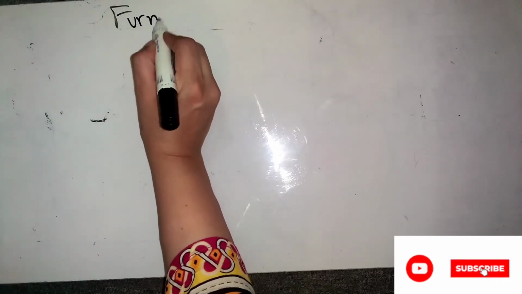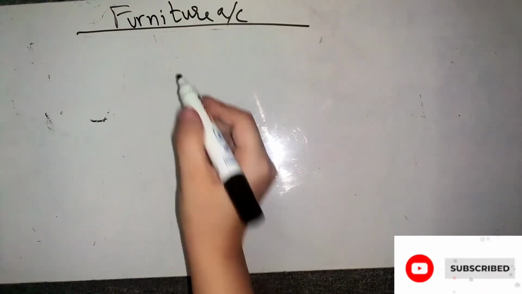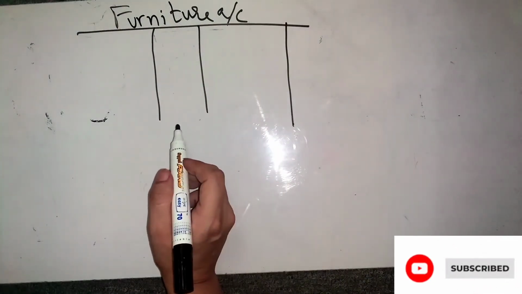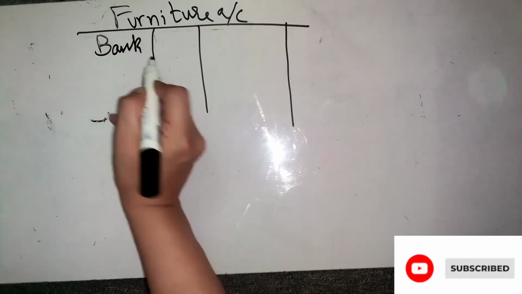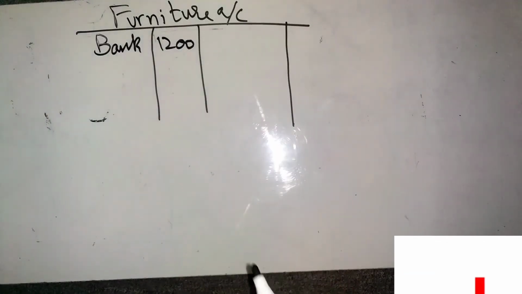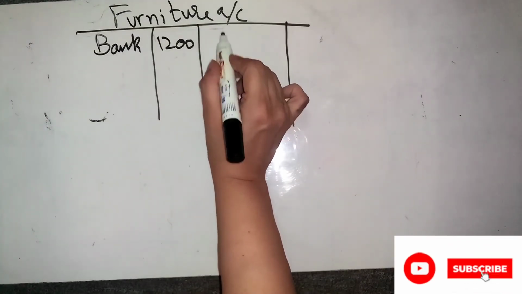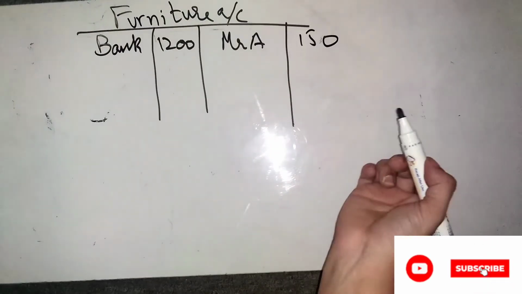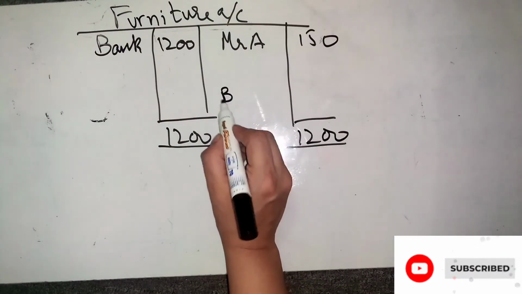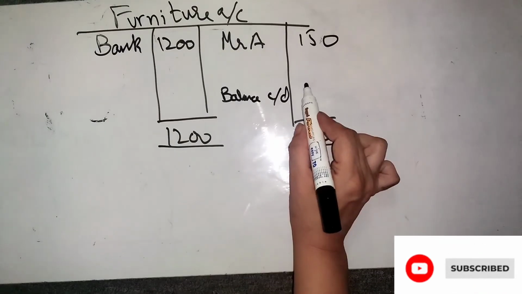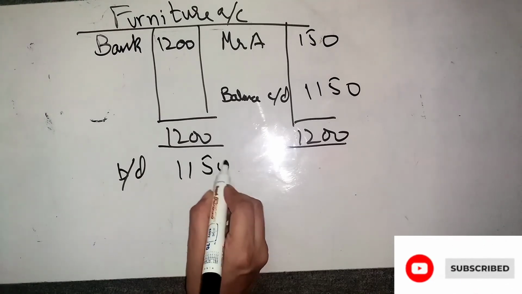Now comes the furniture account. We bought furniture, which was the second entry, and furniture was on the debit side, so we will write bank on the debit side. And then we sold that furniture to Mr. A. So Mr. A 150. The total is 1200. Balance CD is going to be 1150 and BD is going to be 1150, which will be used in the next month.